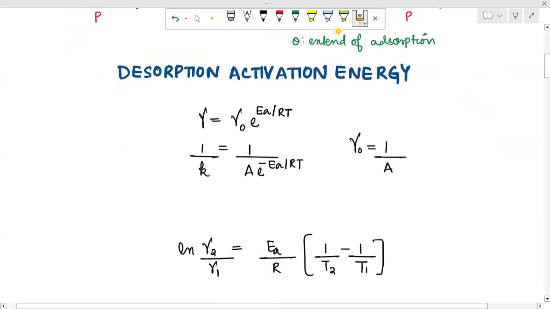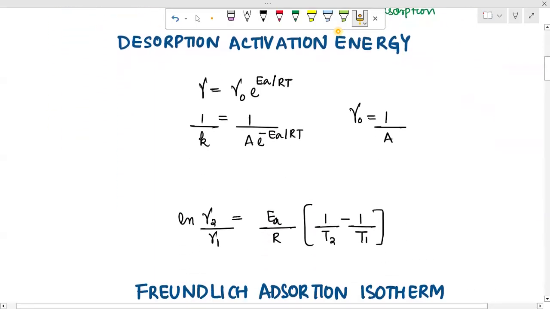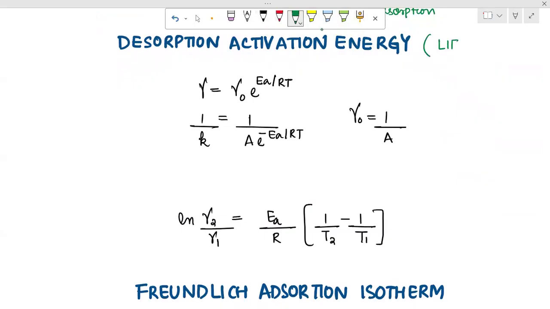All right. Now, the next one is desorption activation energy, or in some language, you can also say the lifetime. How long will the adsorbate stay on the surface of the adsorbent? That is determined by this equation: gamma is equal to gamma naught e to the power EA by RT. This is actually the reciprocal of the Arrhenius equation. The Arrhenius equation is k is equal to A e to the power minus EA by RT. We have taken the reciprocal on both sides, where the pre-exponential factor is the reciprocal of the Arrhenius constant.